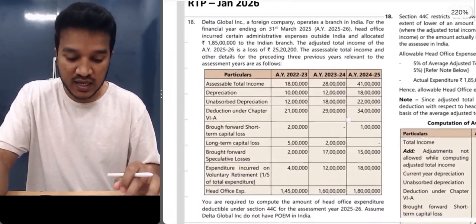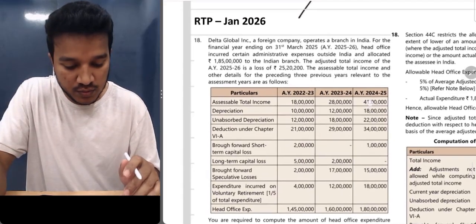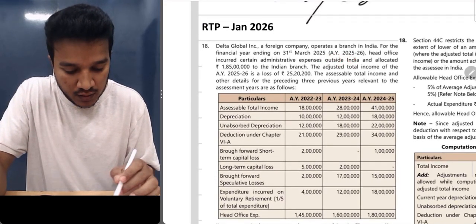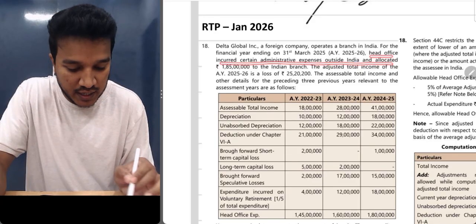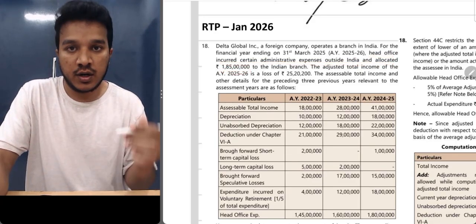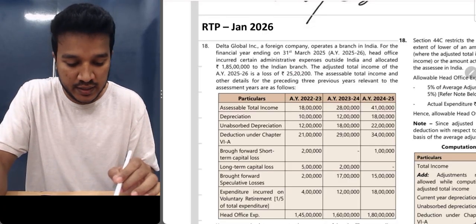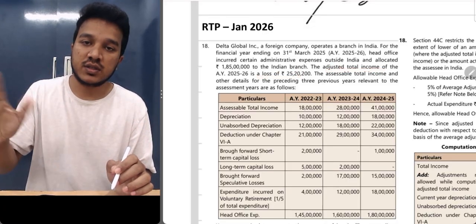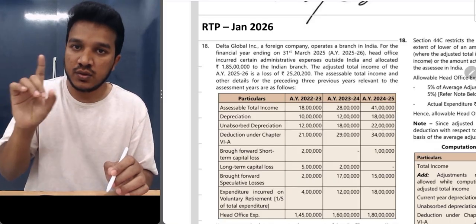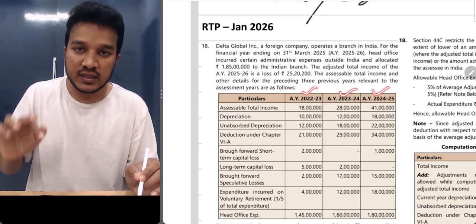This is the question which was asked in the January 26 RTP, so it is important. In this question they have clearly given that the head office incurred certain administrative expenses outside India and allocated 185 lakhs to the Indian branch. And then they said that adjusted total income is a loss. They have clearly given in the question itself that adjusted total income is a loss. So whenever the adjusted total income is a loss, you need to consider the last 3 years' adjusted total income.